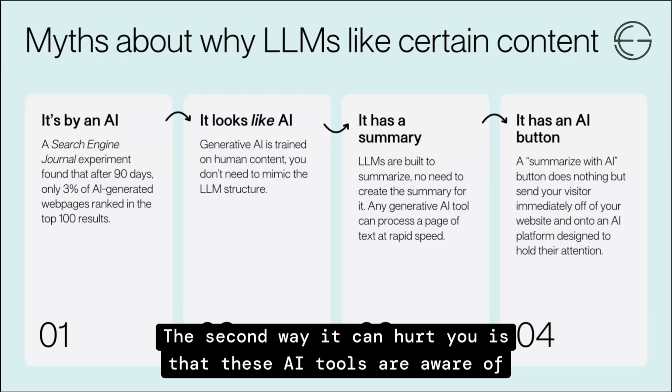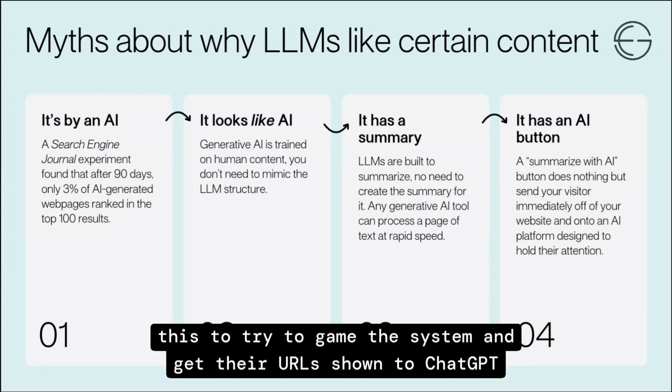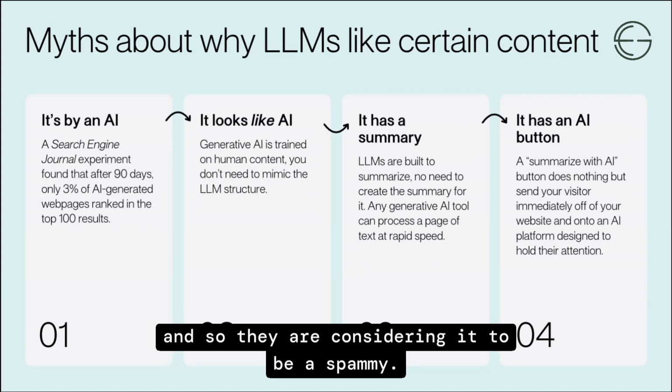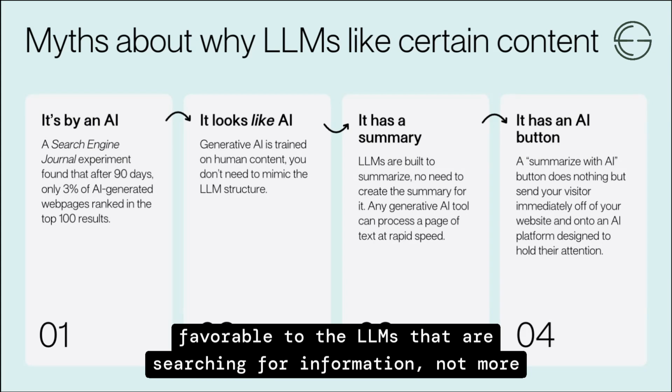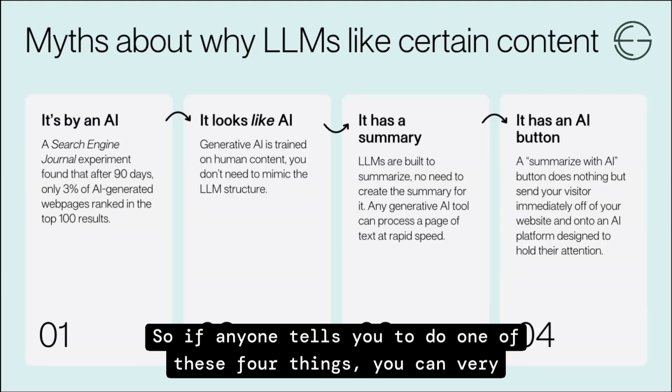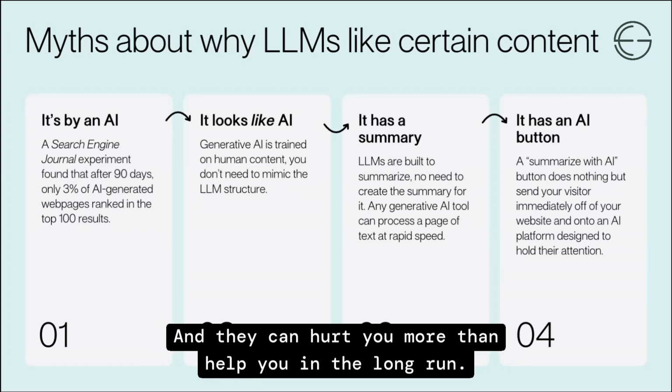The second way it can hurt you is that these AI tools are aware of people doing it. ChatGPT knows people do this to try to game the system and get their URLs shown to ChatGPT more and more. Same thing with Claude. And so they are considering it to be a spammy, scammy kind of tactic, and it can actually make your site less favorable to the LLMs that are searching for information, not more favorable. So if anyone tells you to do one of these four things, you can very confidently ignore them. There is no foundational basis in this whatsoever, and they can hurt you more than help you in the long run.